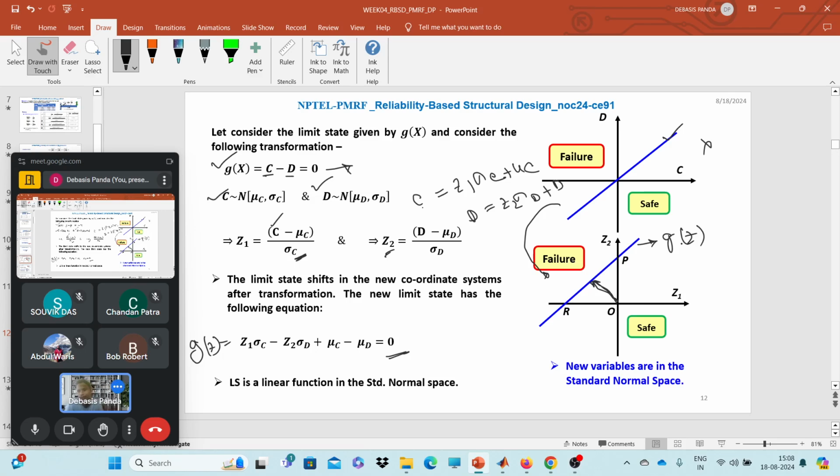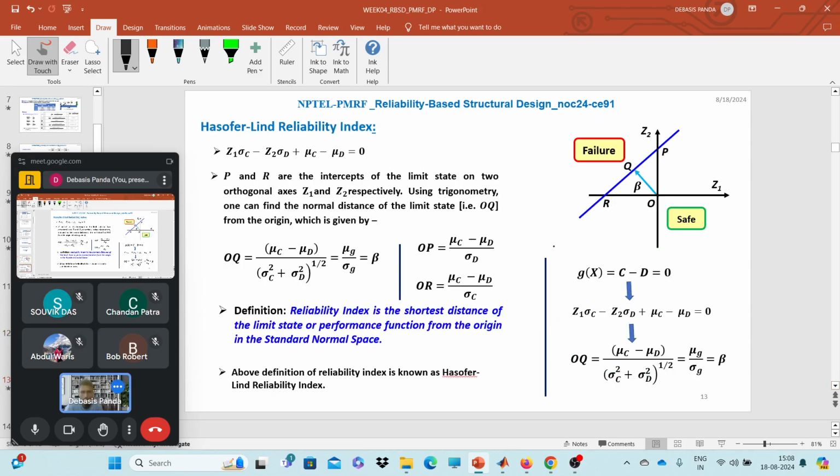Once we get beta, we can find out the probability of failure, and that beta is called the Hasofer-Lind reliability index. So here we converted the limit state function into standard normal space, and now our task is to find that coordinate beta. Easily we can use standard trigonometry to find beta. If we solve this problem, we will see that beta comes out as mu g by sigma g, that is, the mean of the limit state function divided by the standard deviation of the limit state function. But the way we calculate these two is different.